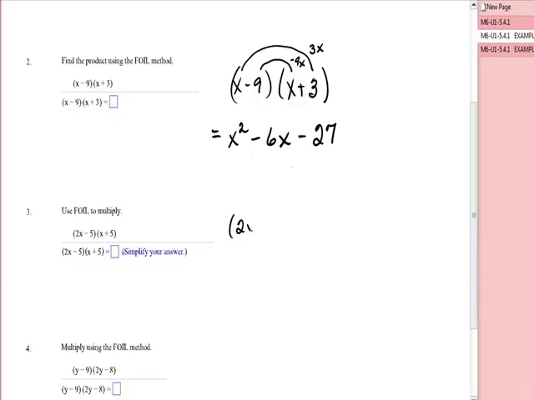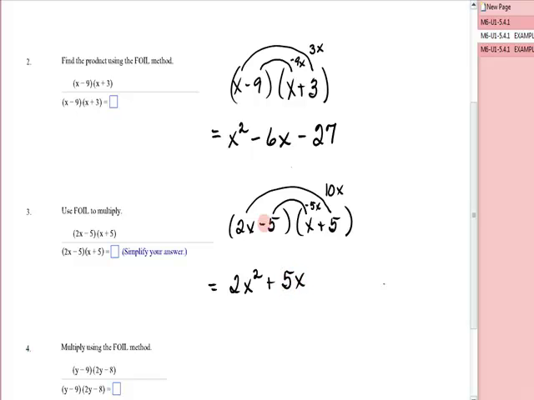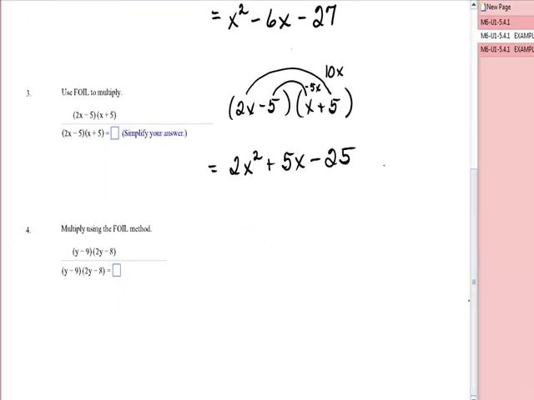Next one, I have 2x minus 5 times x plus 5. The product of the first, 2x times x, is 2x squared. The outer product is 10x. The inner product is negative 5x, which gives me 5x. The product of the last, negative 5 times positive 5, is negative 25. That's why FOIL is supposed to be a little faster, because you're just being more organized.